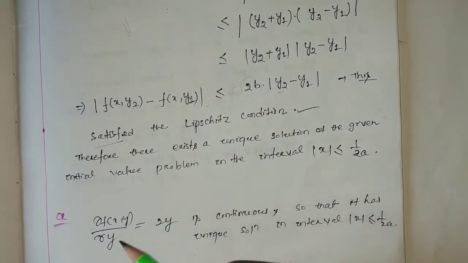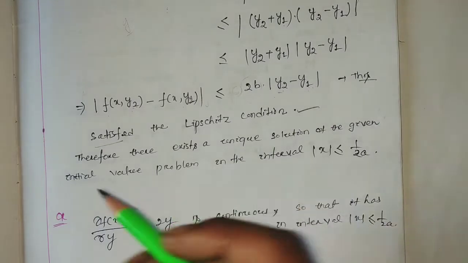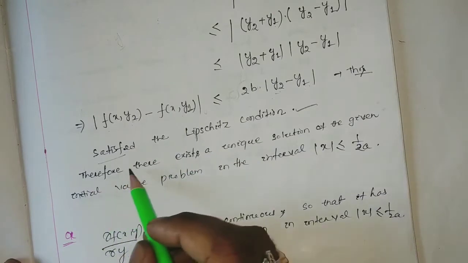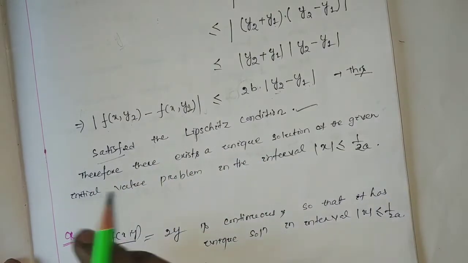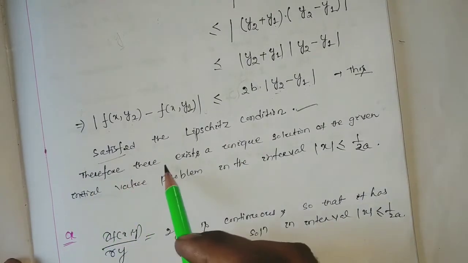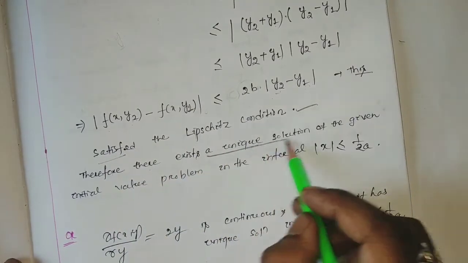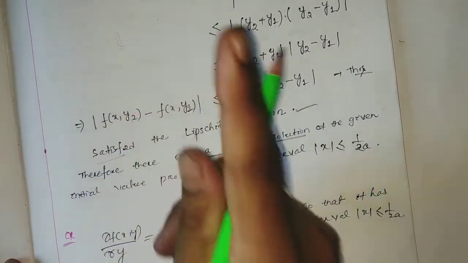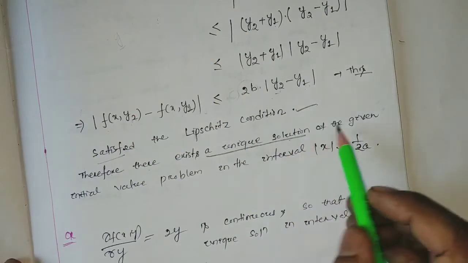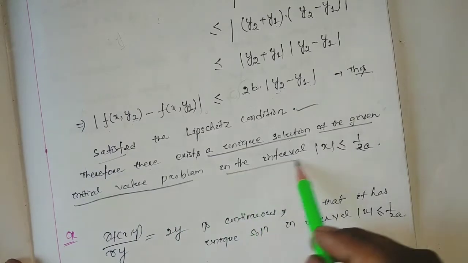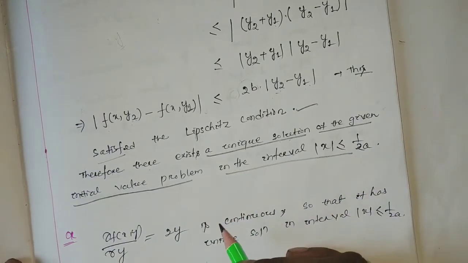Therefore we can say, although I have not written it, that the meaning is the same: there exists a unique, a single solution of the given initial value problem in the interval |x| less than or equal to 2a.